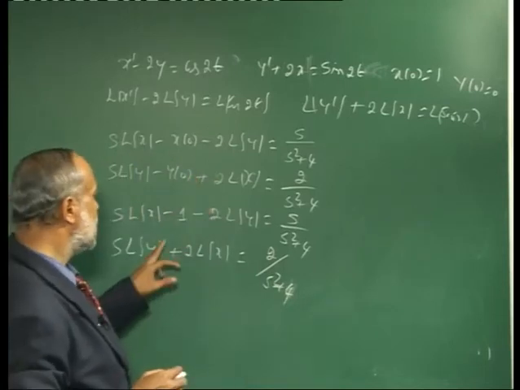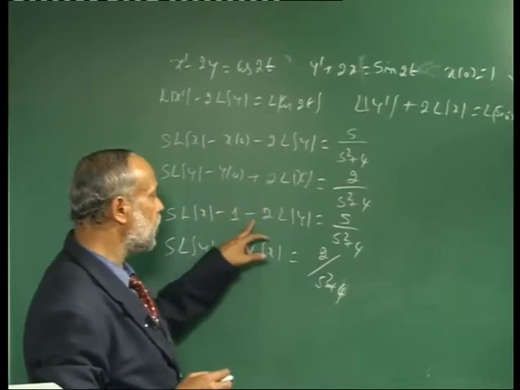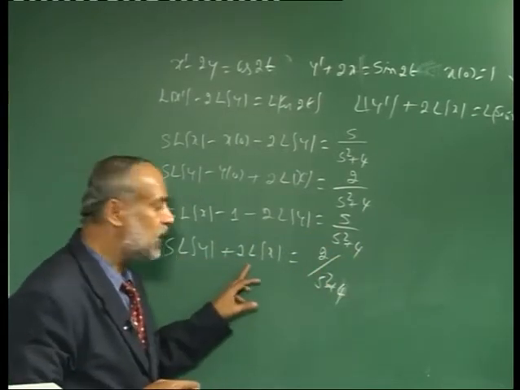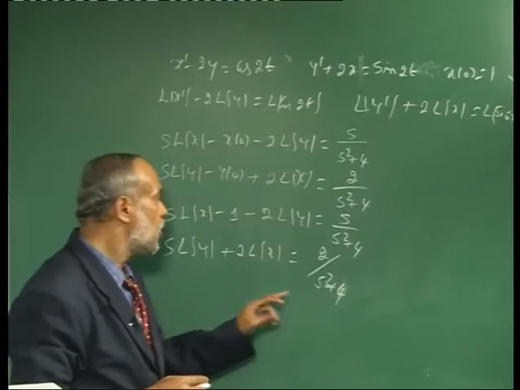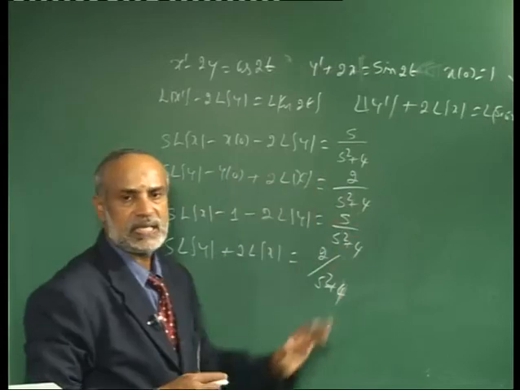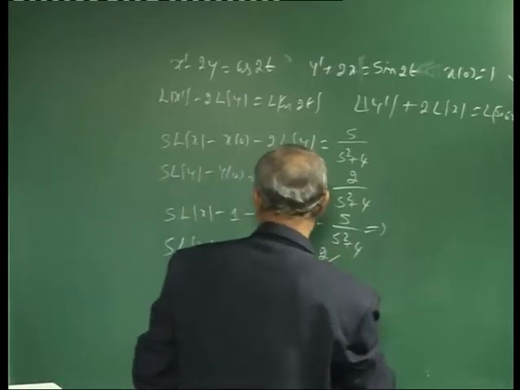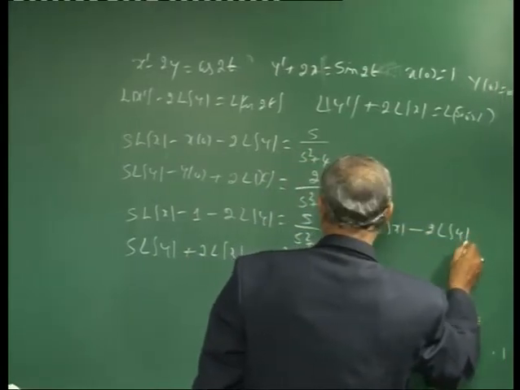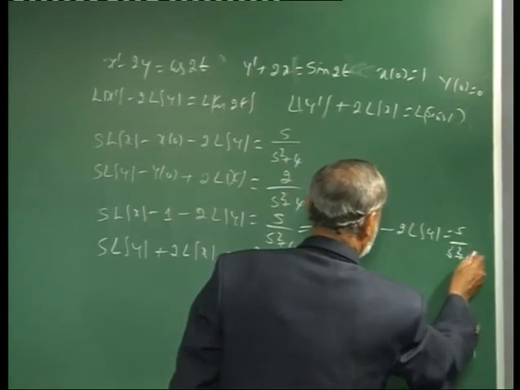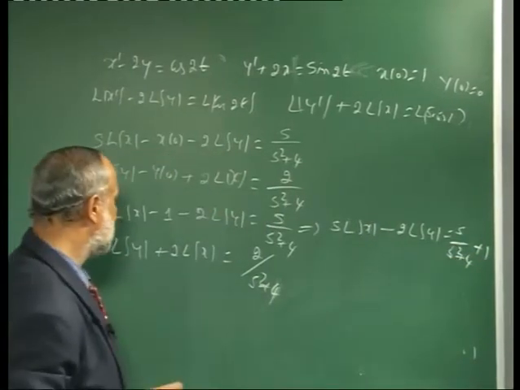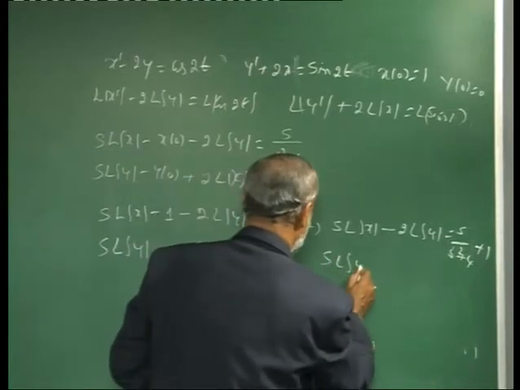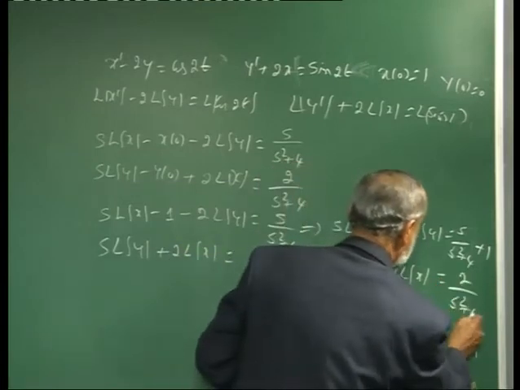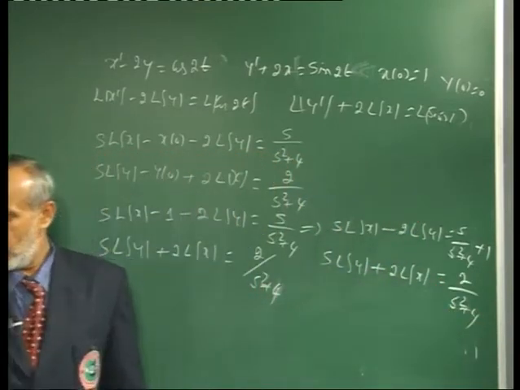After substituting the conditions, you get s into L of x minus 1 into minus 2 L of y is equal to s divided by s squared plus 4, and s into L of y plus 2 into L of x is equal to 2 divided by s squared plus 4. Now, this minus 1 you can transfer to RHS. Then it implies that s into L of x minus 2 into L of y is equal to s divided by s squared plus 4 plus 1. You get one equation. Another equation is s into L of y plus 2 into L of x is equal to 2 divided by s squared plus 4. You get these two equations.